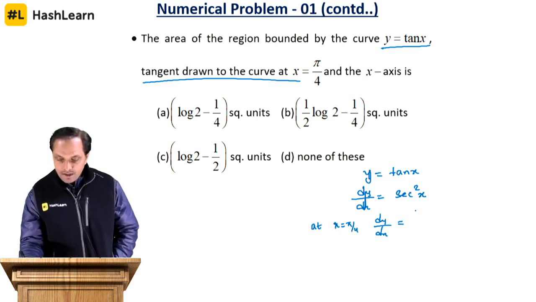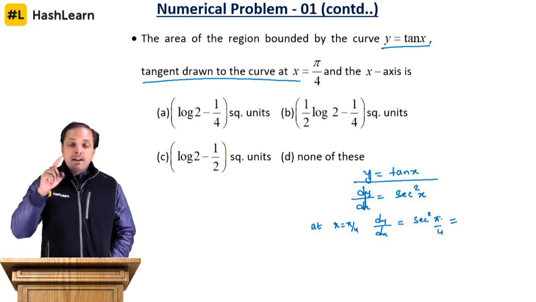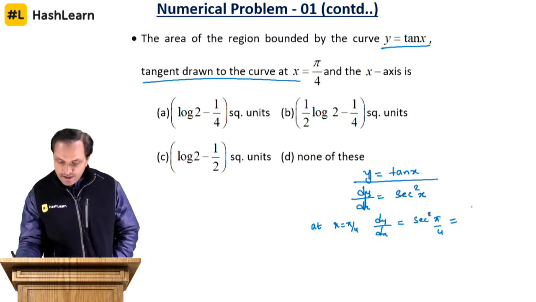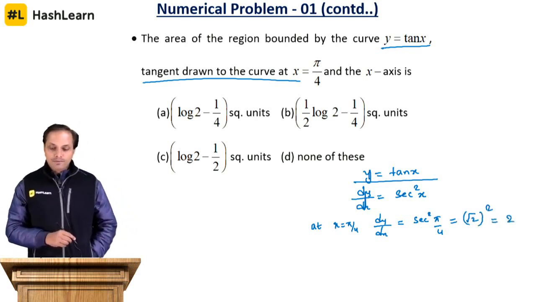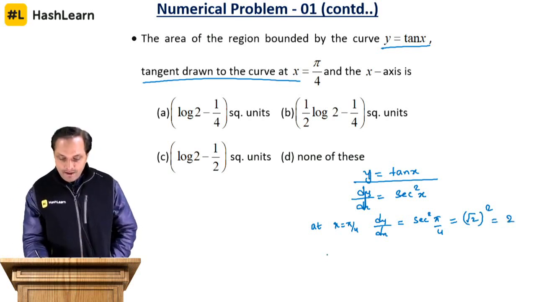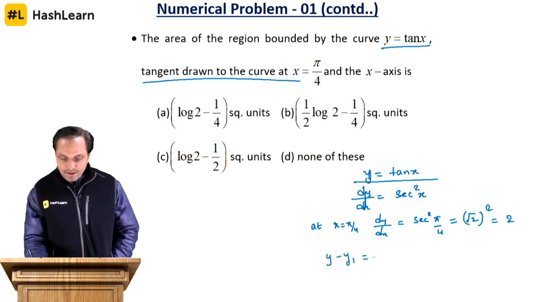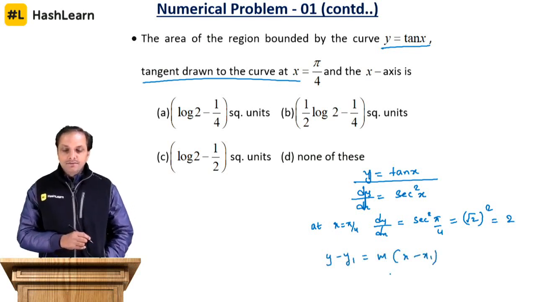This will give you secant square pi by 4. You know that sec 45 will be nothing but root 2, whole square will give you 2. So y minus y1 is equal to m into x minus x1 is the tangent.